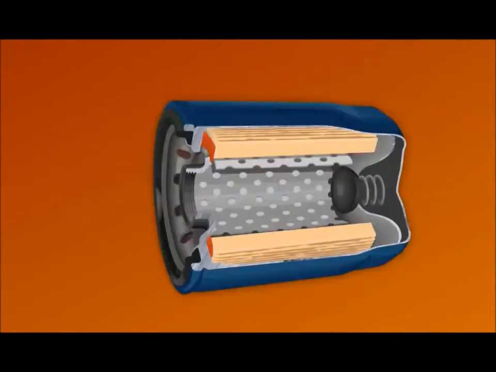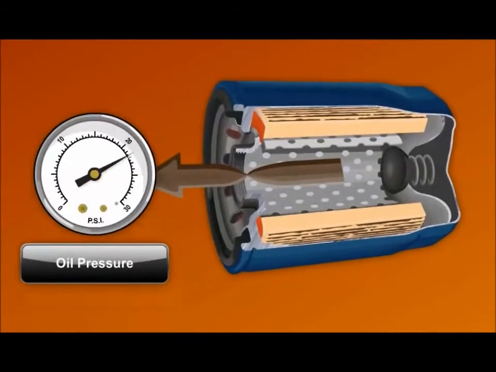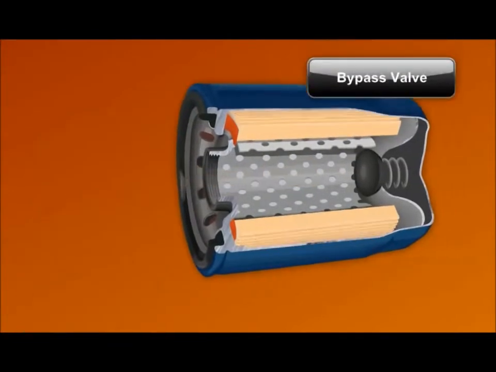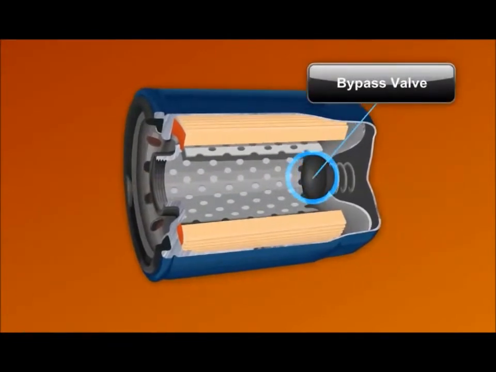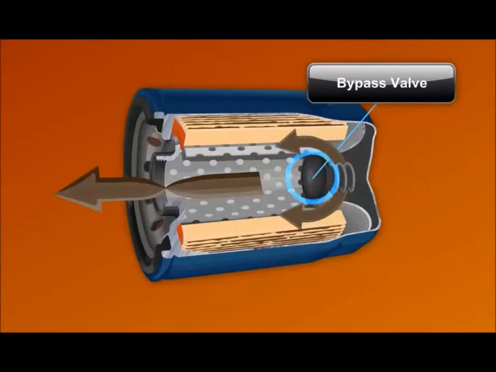Some contaminants can plug the media inside the oil filter. When this occurs, the oil filter allows less oil to flow to the engine and reduces oil pressure. To prevent a blocked filter from starving the engine of oil, the oil filter includes a bypass valve. Should the filtration media block too much oil flow, the bypass valve opens, allowing unfiltered oil past the blockage.